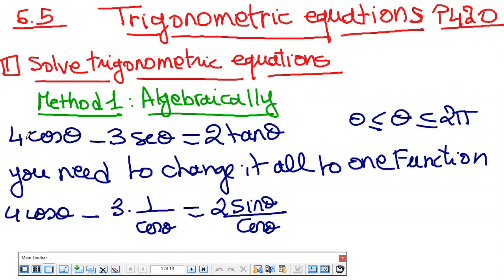So if I have, for example, the equation 4 cosine theta minus 3 secant theta equal to 2 tangent theta, first of all, when I have an equation like this, I need to think about changing everything into one function. You can choose to change it all to cosine, all to secant, or all to tangent. But the best is to change it to cosine because it's faster and also easier on the calculator. So the first term I will not touch. Instead of secant, I will put 1 over cosine, and tangent is sine over cosine.